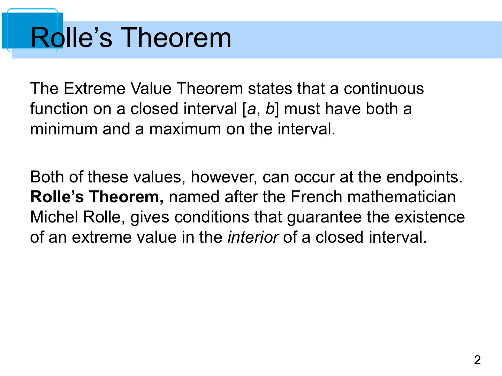The extreme value theorem states that a continuous function on a closed interval must have both a minimum and maximum on the interval. This is what we did yesterday in 5.1, or the day before. Today, we're going to do Rolle's theorem, so it's kind of the same idea, just a little bit different. Both of these values, however, can occur at the endpoints. Rolle's theorem gives conditions that guarantee the existence of an extreme value in the interior of a closed interval. So Rolle's theorem just says that we will have a max or minimum inside of our interval.